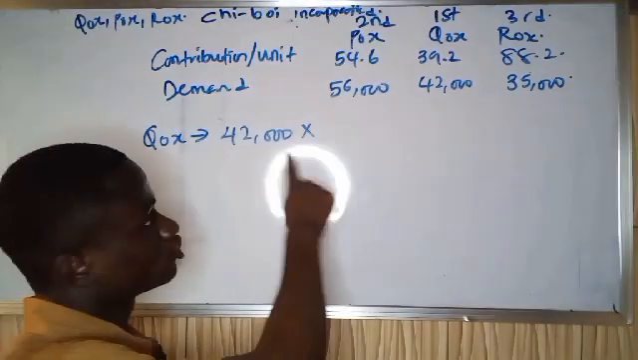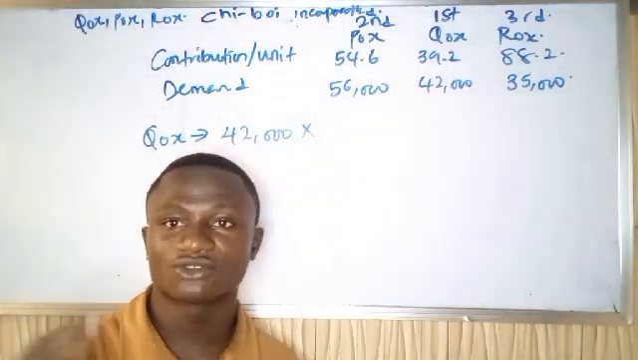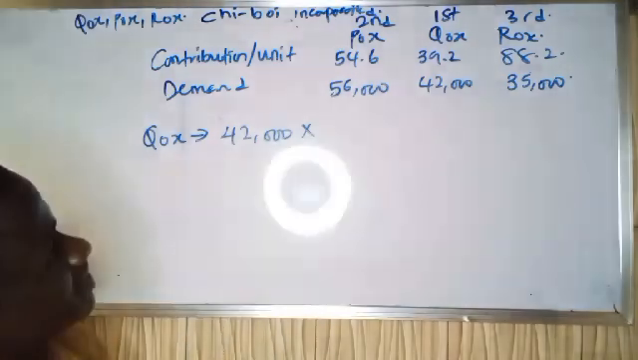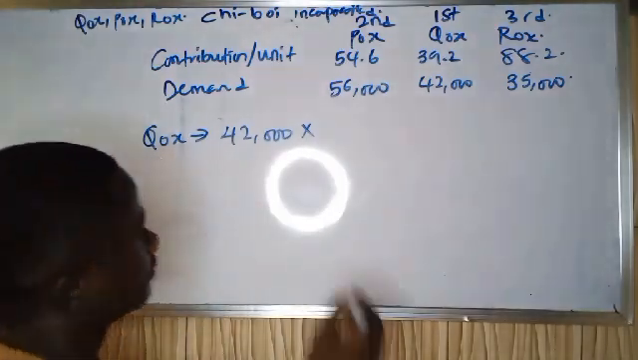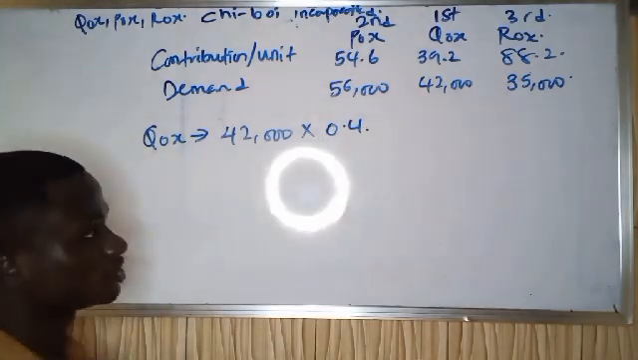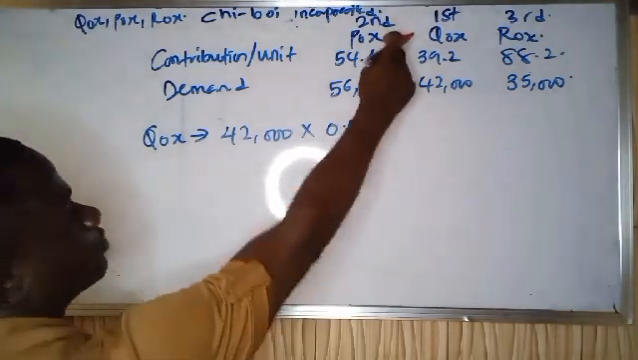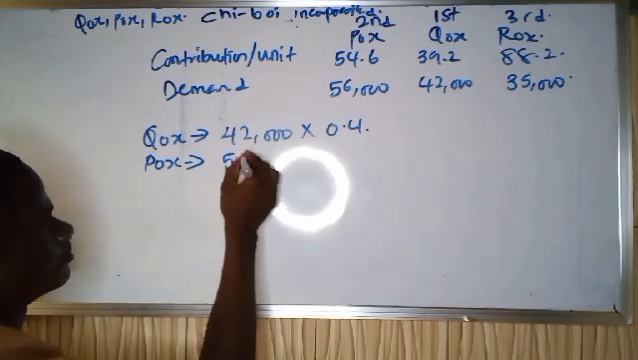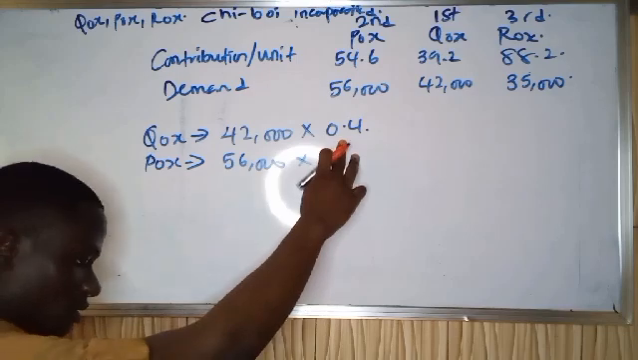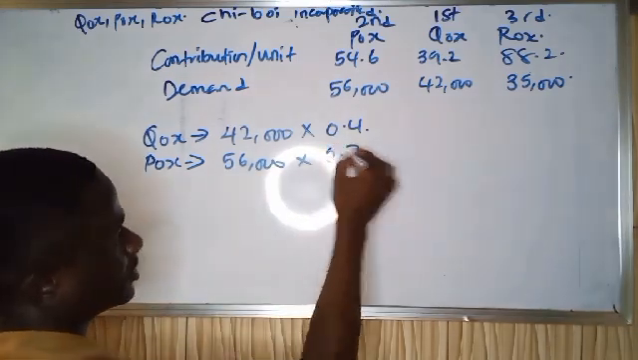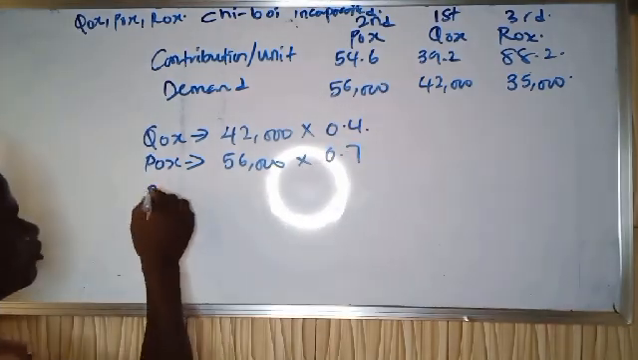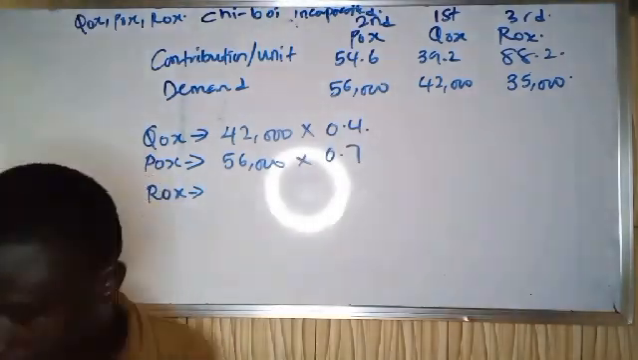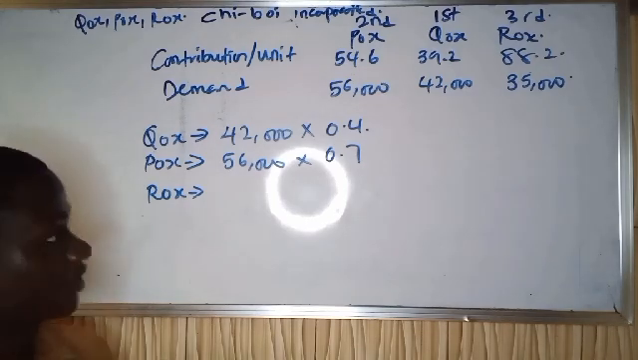If they are demanding 42,000, the limiting factor required to produce one, which is the raw materials for quarks, is 0.4. So we first produce quarks, then we now produce quarks. For quarks, the market demand is 56,000 times the raw materials required, the limiting factor, 0.7. Then we come back to rocks. Let's leave rocks first because the raw materials is not enough.